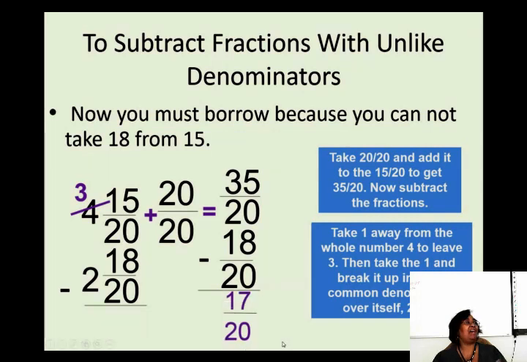So what you have to do when you borrow is you go to that fraction that's too small, go to its whole number in the mixed number, borrow 1 from it, and then break it up into the pieces based on the common denominator over itself. Because the common denominator over itself is still 1. I'm just breaking it up into pieces so I can add it to the fraction and make it bigger. So that gives me 17 over 20. Then I subtract 3 and 2, which are my whole numbers. And my final answer is 1 and 17 over 20.